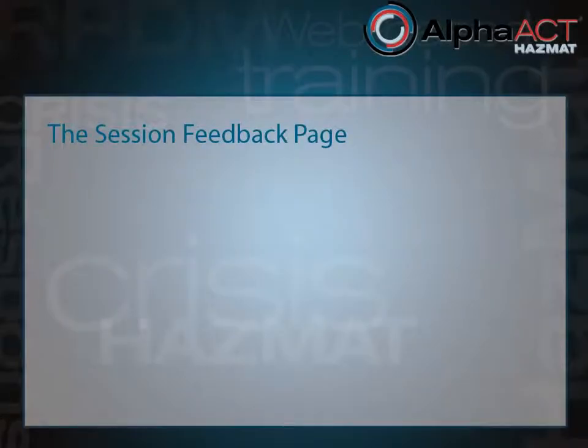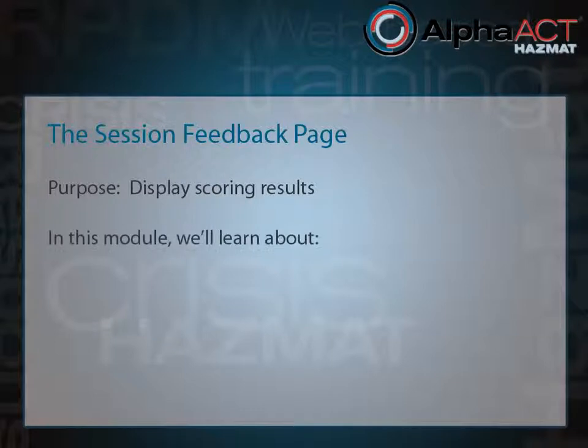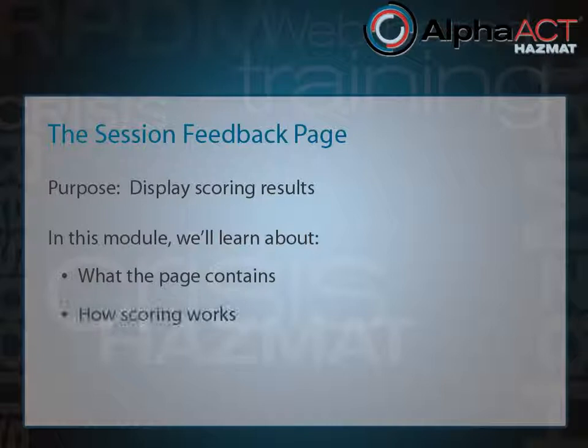If you've been following these modules in sequence, then you've seen how the 6-step decision process works in AlphaACT HAZMAT. The session feedback page follows the Utilize page and shows how well you did on the scenario. In this module, we'll learn about what the session feedback page contains and how AlphaACT HAZMAT scoring works. But before we do, I want to go back and explain a little bit more about the training scenarios.